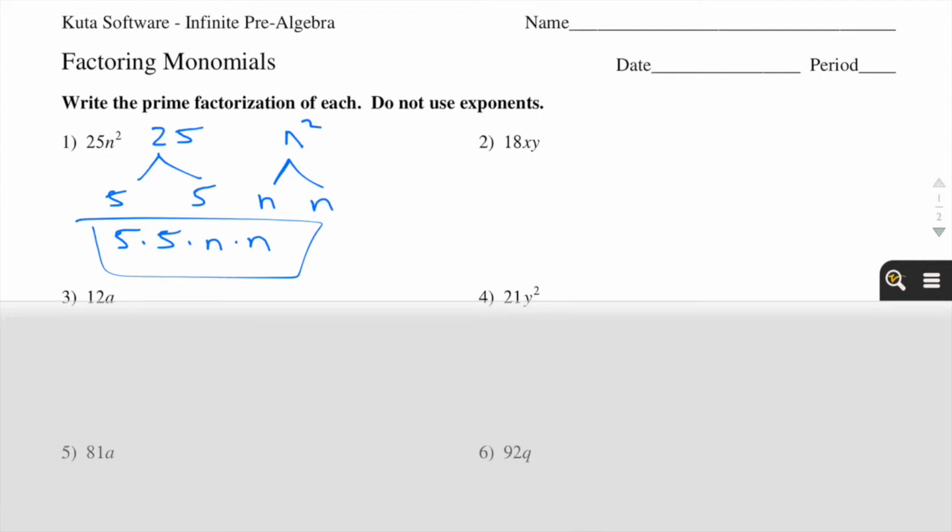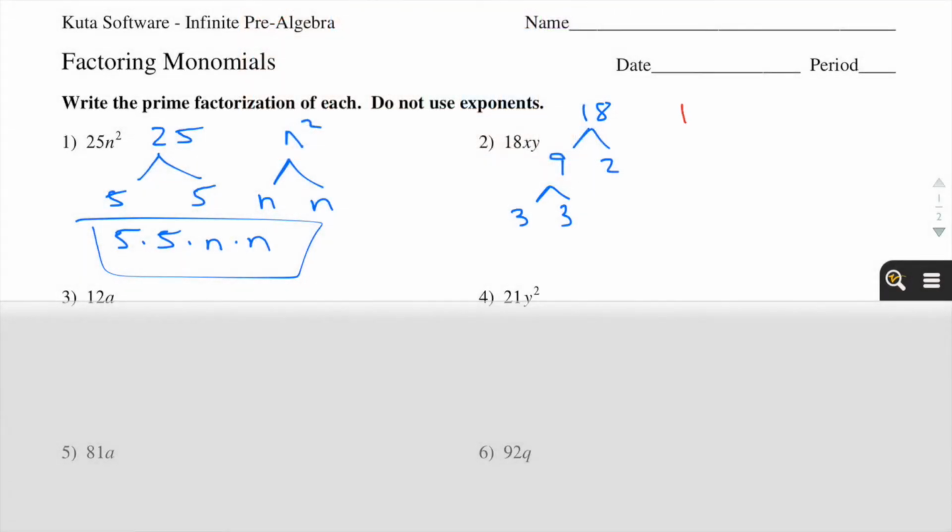Number 2, 18xy. Again, we write that 18 and do a factor tree. What two numbers multiply to 18? We can do 9 and 2. We can break down the 9 even further to 3 and 3. We're done with those because 3's don't break down any further. The 2 doesn't break down any further either, so we're done with that. And I'm going to show you what happens if you pick different numbers.